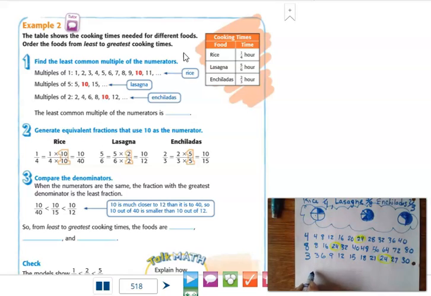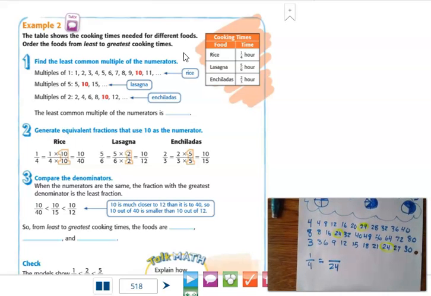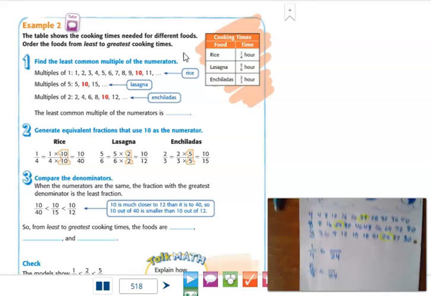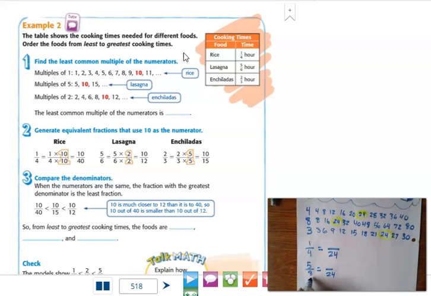Okay, so I'm going to write my new fractions. 1/4 is going to go to something 24ths. And I've got 5/8 is going to go to something 24ths. And 2/3 is going to go to something 24ths, because that's my least common multiple that I found in my chart.